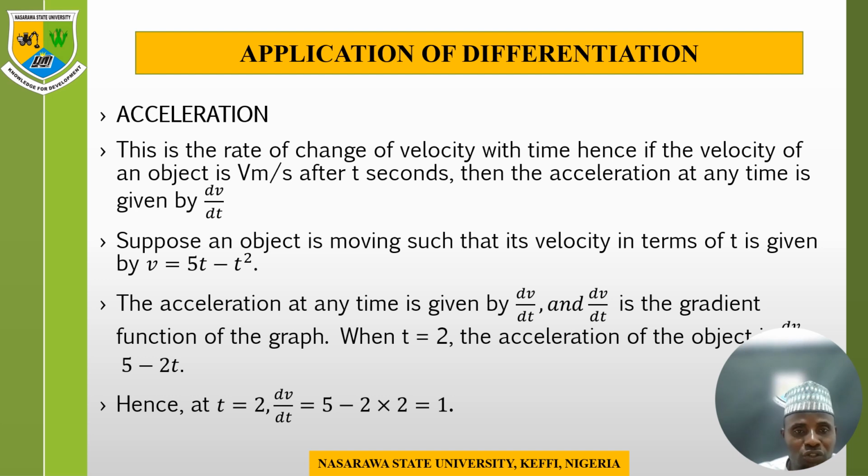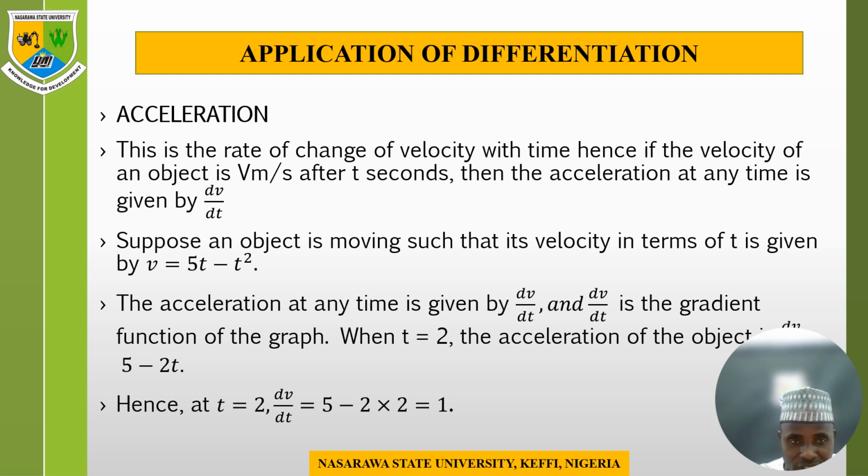Now, suppose an object is moving such that its velocity in terms of t is given by the equation v equals 5t minus t squared. So the acceleration at any time is given by dv over dt, and dv over dt is the gradient function of the graph when t equals 2. The acceleration of the object, dv over dt, is obtained when we differentiate v with respect to t.